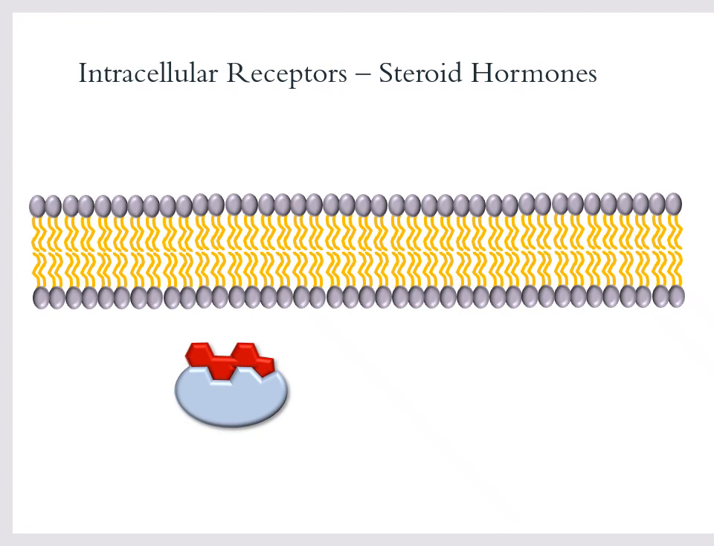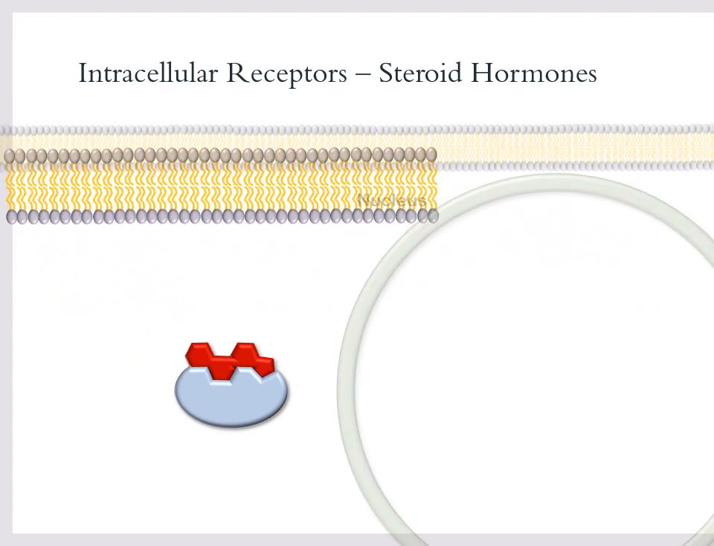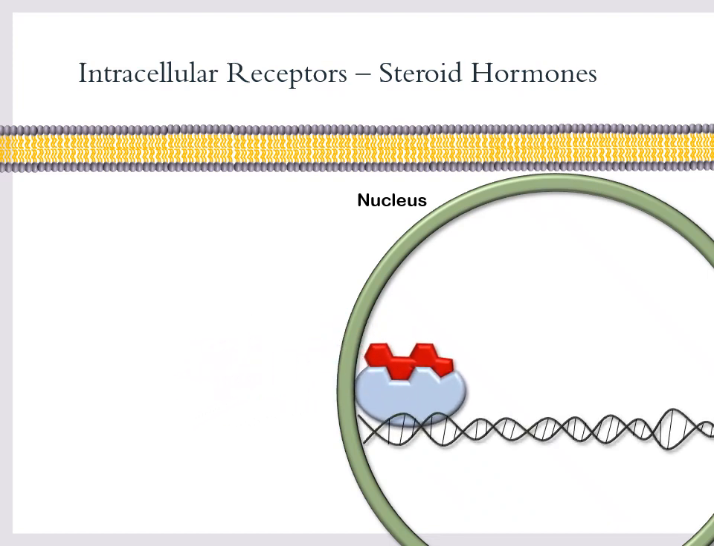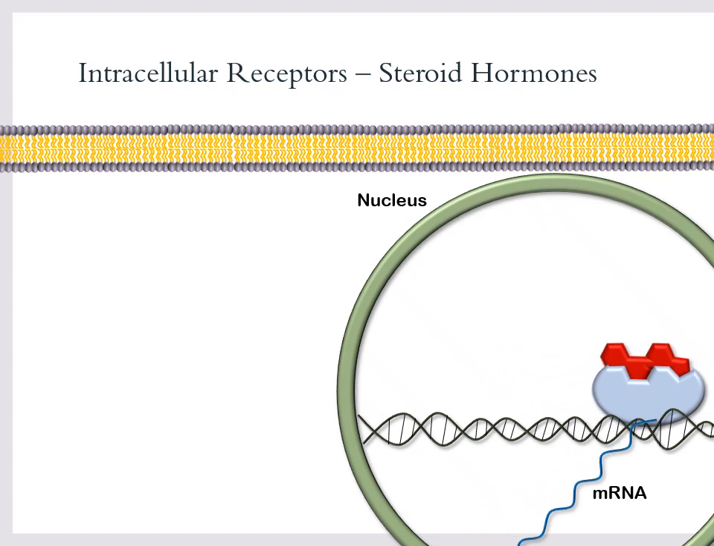Once bound to their ligands, these receptors often function as transcription factors, moving into the nucleus, where they can bind to DNA and activate transcription of specific genes, leading to the production of new proteins from the instructions in the mRNA, which can then alter cellular functions, allowing the cell to respond to the signal it received.